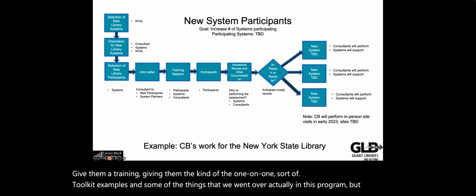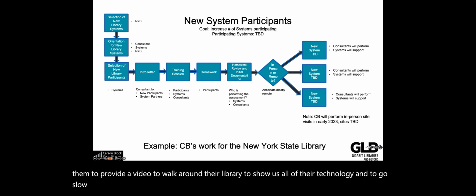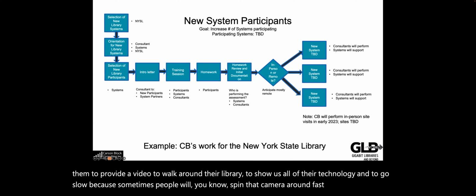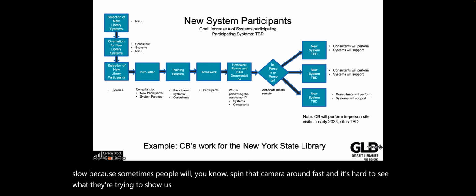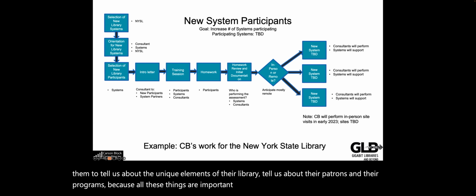But we asked them to provide a video to walk around their library, to show us all of their technology, and to go slow because sometimes people will spin that camera around fast and it's hard to see what they're trying to show us. We wanted to see the technology environment, but we also wanted them to tell us about the unique elements of their library, tell us about their patrons and their programs, because all these things are important when we're thinking about the technology.